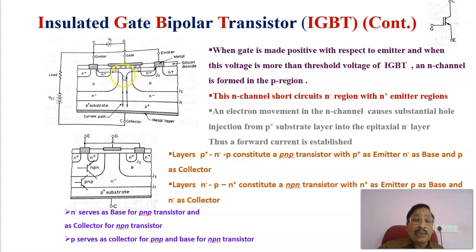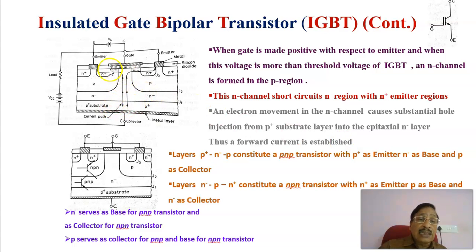And this N channel, that is the N channel in the P material, short circuits the N plus and N minus regions. That will be shorting this N plus as well as the N minus region. And electron movement in the N channel causes a substantial hole injection from the P plus. From the P plus, substantial holes are coming as the electrons are moving, and from the P substrate layer into the epitaxial layer. Thus, this will be forming a current in the circuit.